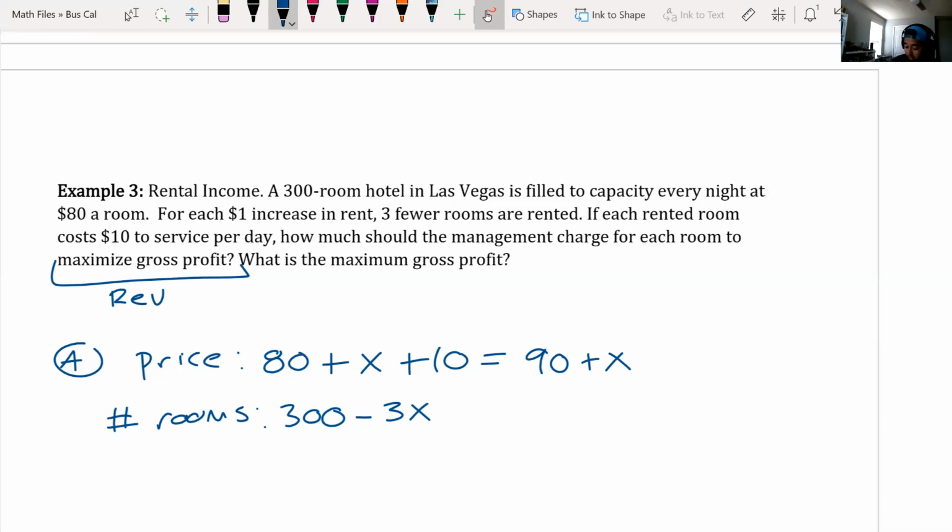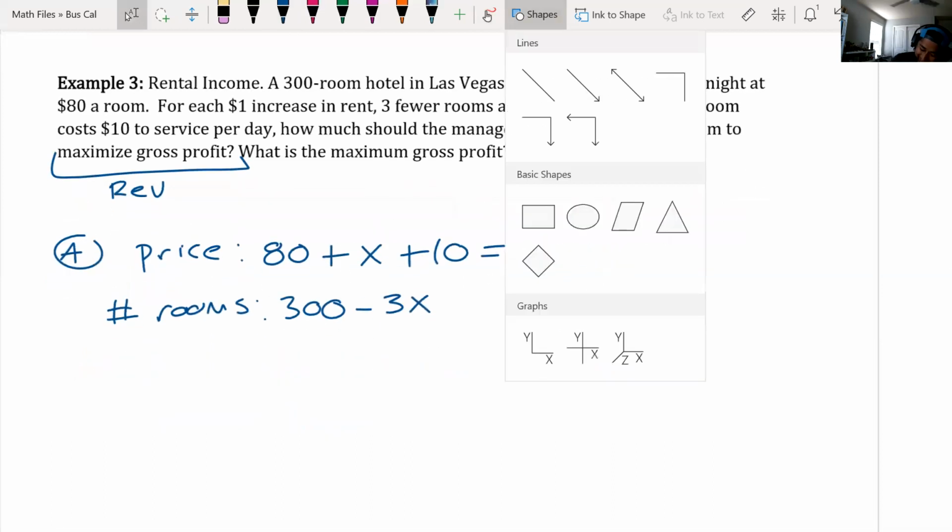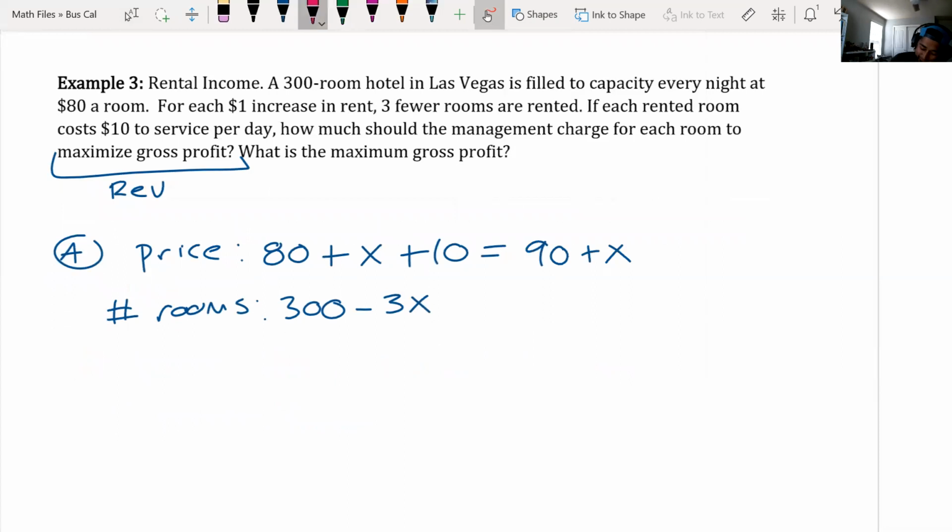But this question is definitely wrong, because the only hotel I know in Vegas that does $80 a room is probably the Hooters Hotel. I haven't been there in a while either. Thanks, COVID. All right, lights at the end of the tunnel.